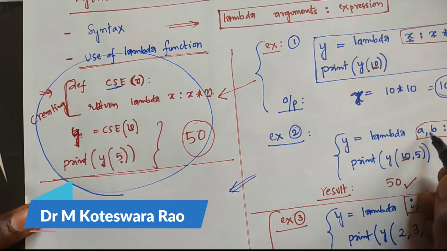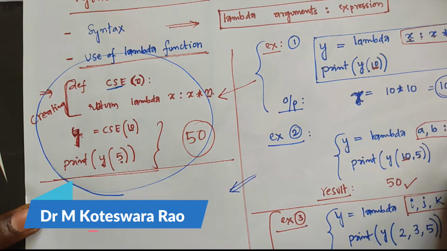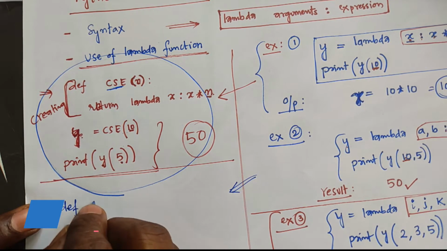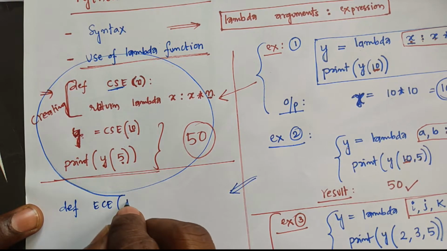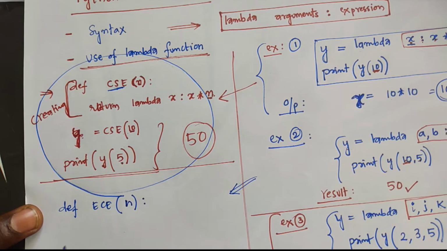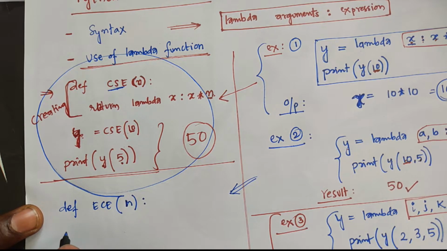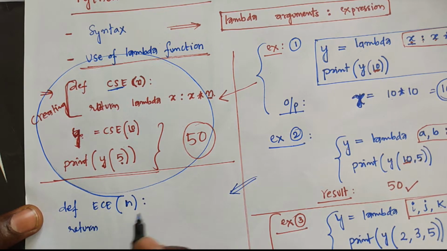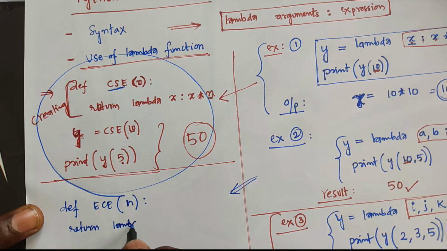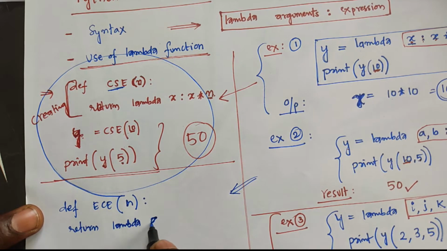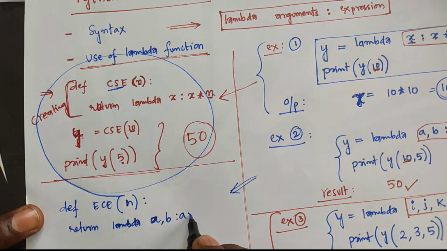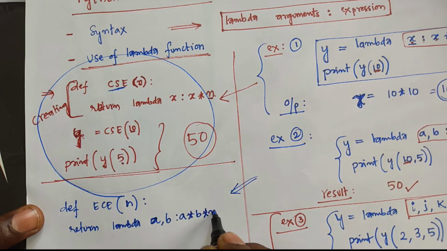y is equal to lambda a comma b is to a into b into 10, for example. So my function definition is here, and that value is n and colon. Okay. Then I am writing that function return. Why do you prefer return? The final result will be in that variable. Which variable? You have one expression, the lambda expression, the same expression here: a comma b is to a into b into n.